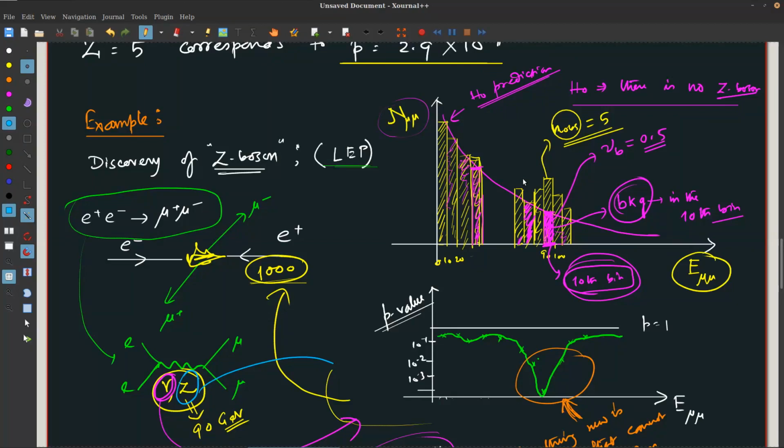Okay, and in particle physics, the extent beyond which we are confident enough to call a discovery is 5 sigma. Okay, now at this point, anyone with any questions?